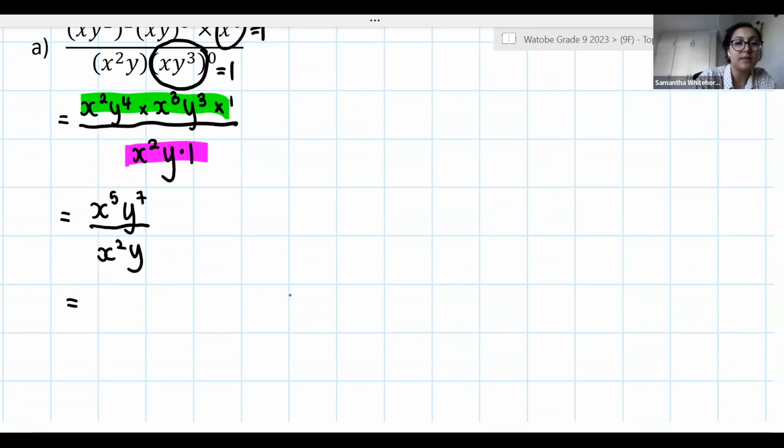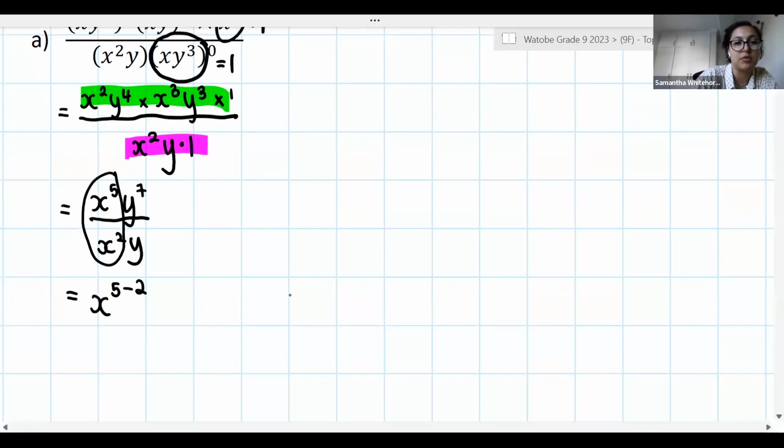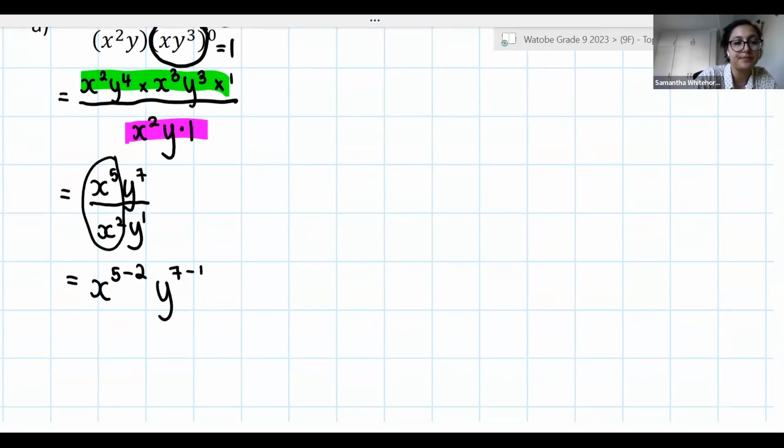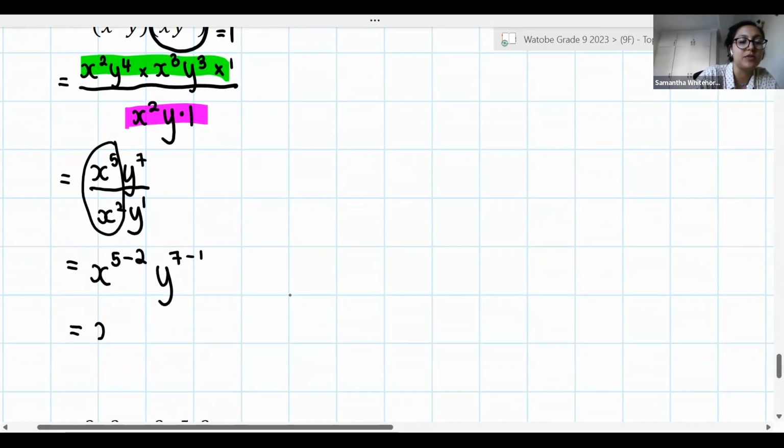We still need to simplify our fraction here. So if we take the x's, remember we can subtract the exponent, and it's always the top exponent minus the bottom exponent when we divide. And we would do the same thing with the y's, 7 minus the exponent 1. And so that therefore means we've got x to the power 3, y to the power 6 as our final answer.